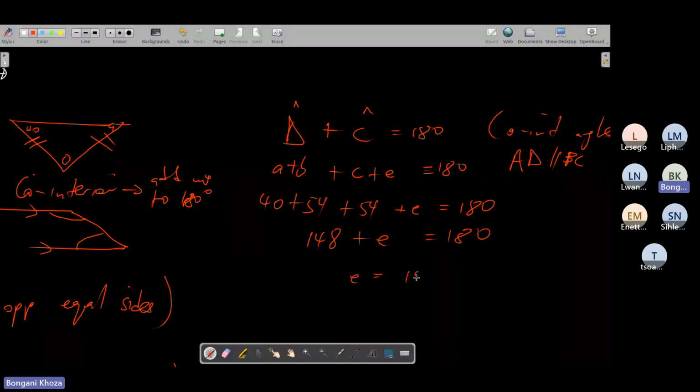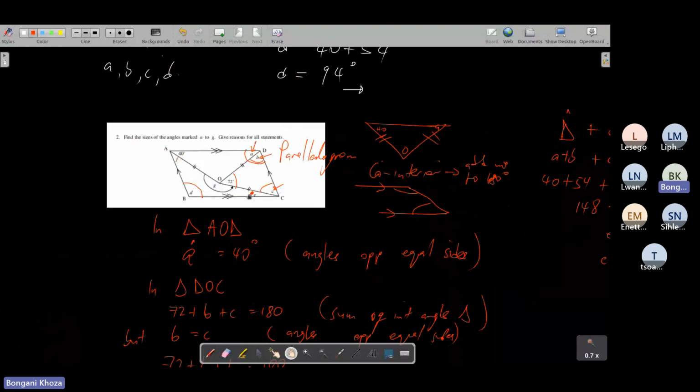Then this ends up being 180 minus 148. And then my E value is, I'm getting this as 32. Like that. So E is 32. Straightforward, right? Yes. Okay. Then we have found E.